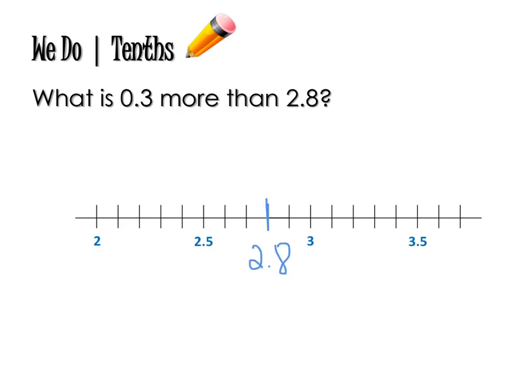So I want 0.3 more than that. More means I'm going to increase. So I'm going to increase by 3 spaces. So 1, 2, 3 spaces, 0.3. That will give me 3.1. Like I said, another way of thinking about it is, what is 3 tenths more than 28 tenths? 3 tenths more than 28 tenths is 31 tenths, which you convert to 3.1.